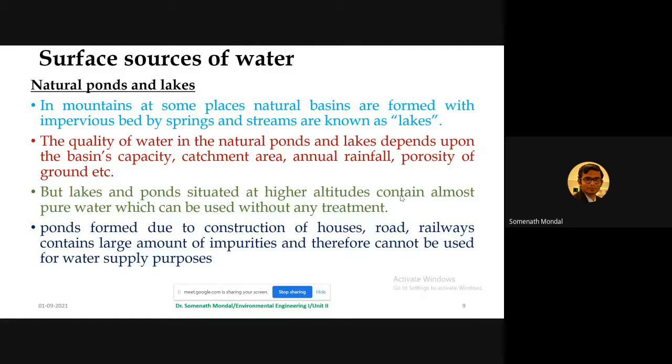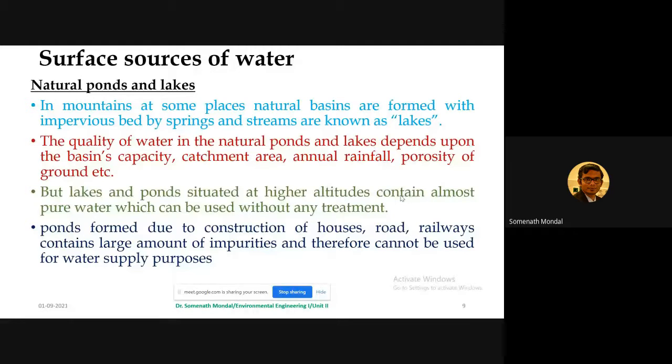And that is why you will see that most people say that if the water is from some hill, mountain, or some lake situated in the mountain, that is the purest form of water and we don't need any treatment for that. You might have heard this kind of statement from local people, because they don't go for treatment. They know that this is the purest form of water which you can get naturally. Fine. But ponds formed due to the construction of houses, roads, railways contain a large amount of impurities and therefore cannot be used for water supply purposes.